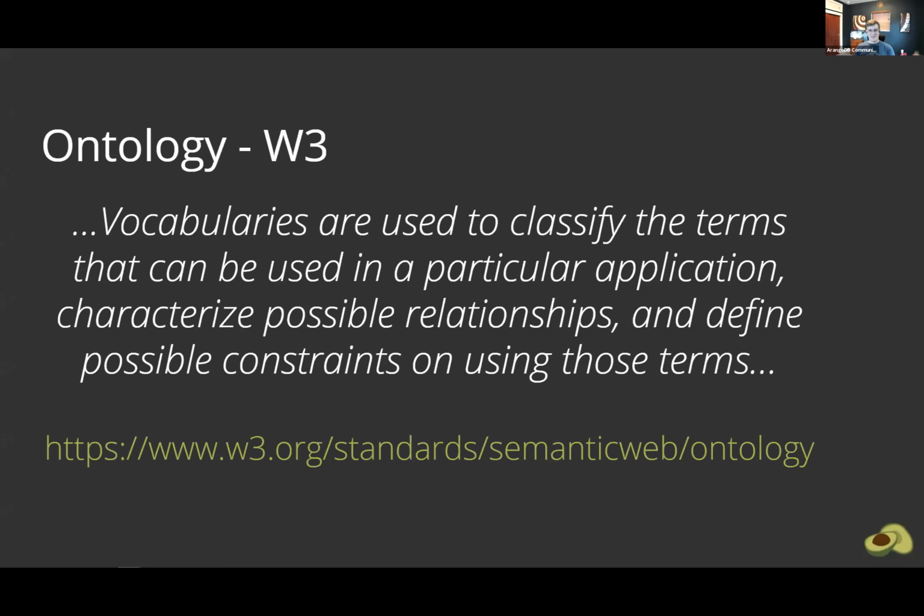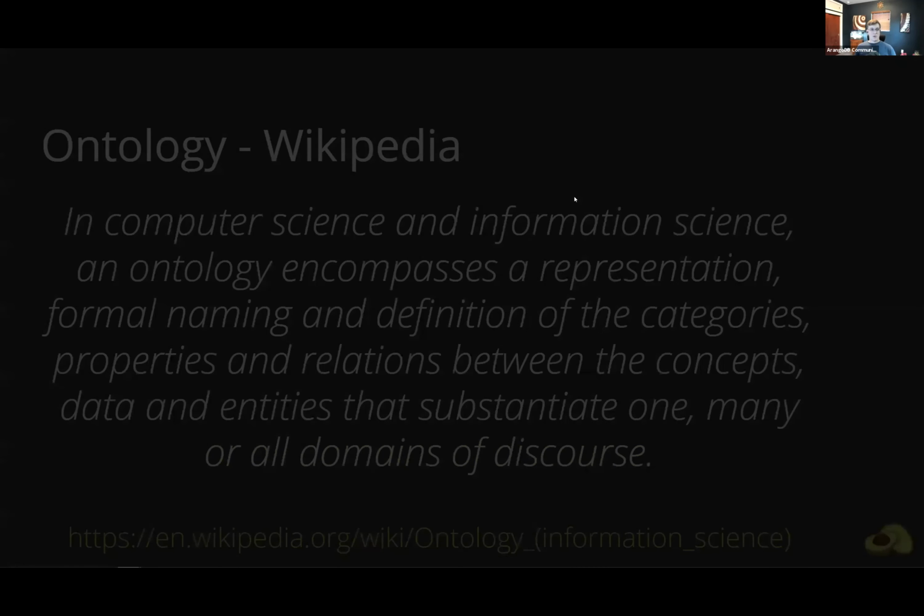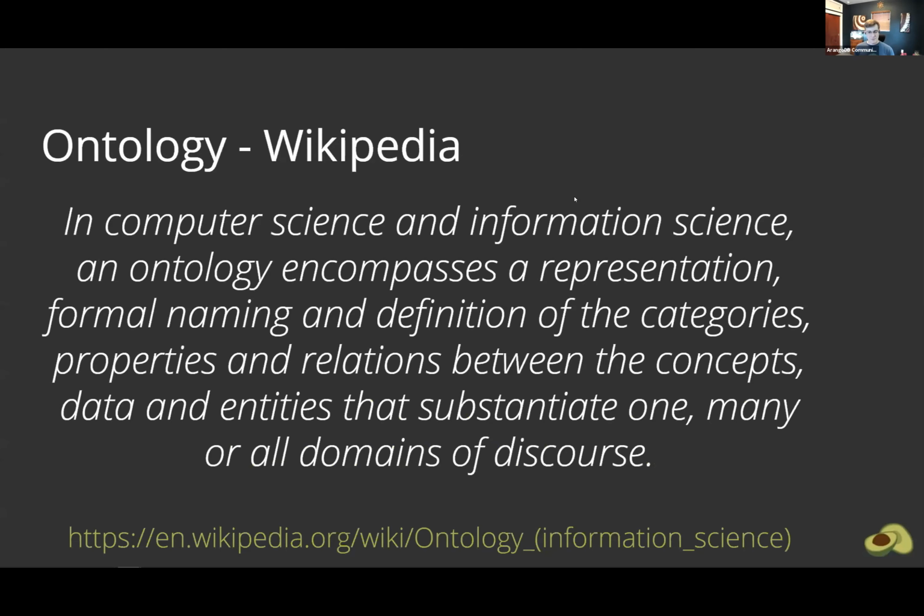And depending on who you ask, that is a good or bad way to look at it, but W3 is kind of the resource on that. So I typically will take their word. But looking at Wikipedia, very similar definition, just some small changes. In computer science and information science, an ontology encompasses a representation, formal naming and definition of the categories, properties, and relations between the concepts, data, and entities that substantiate one, many, or all domains of discourse. So sort of a different view, but same thing, which is naming and defining the resources involved.